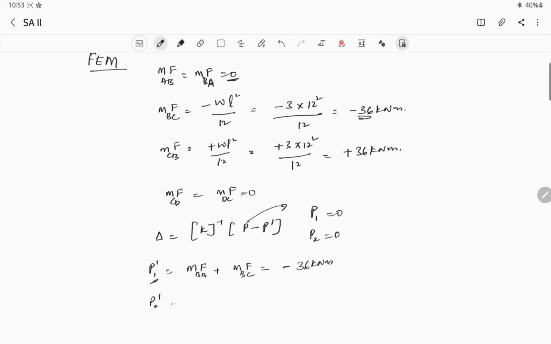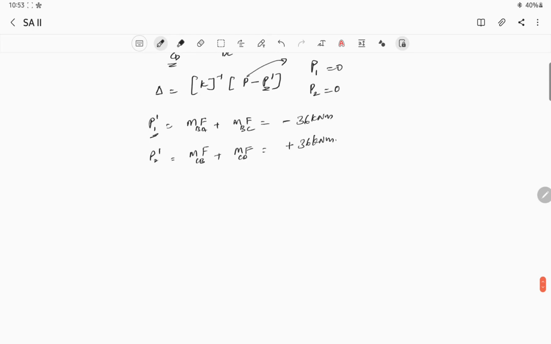And what about P2 dash? P2 dash is nothing but the second node. Second node is at C. So we have MFCB and MFCD. MFCB is this one, and this is MFCD. So MFCB plus MFCD is equal to plus 36 kilonewton meter. We got the values of P1 dash, P2 dash. So we'll substitute all the values.